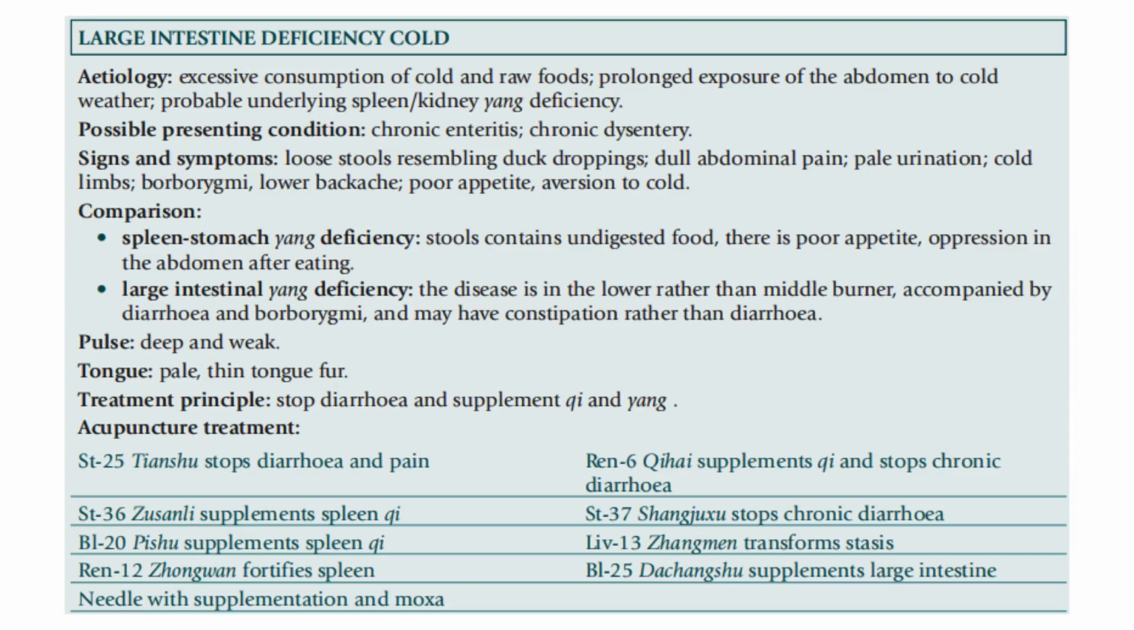For the acupuncture treatment, we can use stomach 25 to stop diarrhea and pain. Stomach 36 to supplement spleen qi. Bladder 20 to supplement spleen qi. REN 12 to fortify the spleen. REN 6 to supplement qi and stop chronic diarrhea. Stomach 37 to stop chronic diarrhea. Liver 13 to transform stasis. Bladder 25 to supplement the large intestine. And we needle with supplementation and moxa.